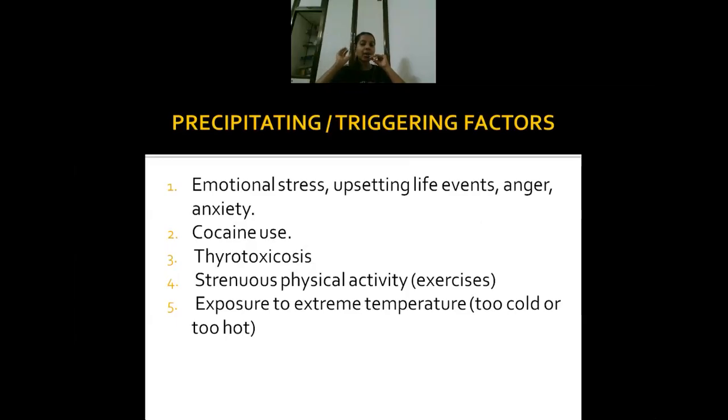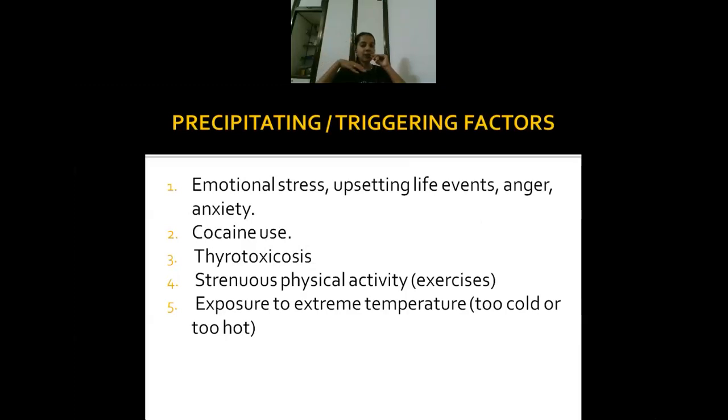Now, there are a few triggering factors or precipitating factors. What do you mean by precipitating factors or triggering factors? It means when you are exposed to these factors, you may suddenly get a heart attack. Okay. First of all, stress. Now, most of the time in the films it is shown, isn't it? A stressful event or something is being revealed to the person. Suddenly he is getting a heart attack.